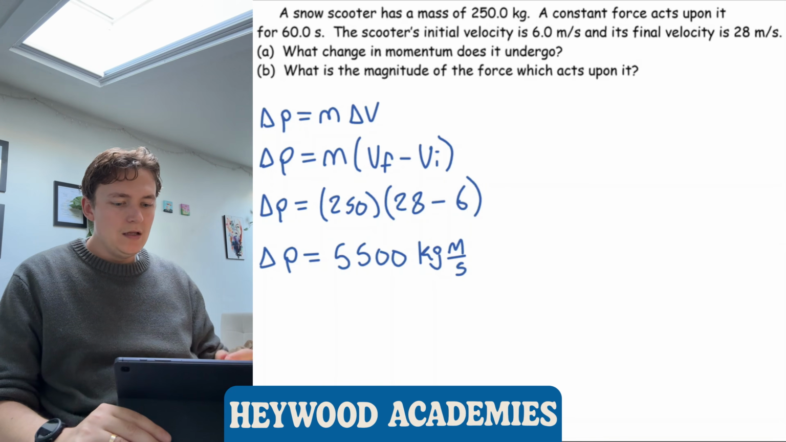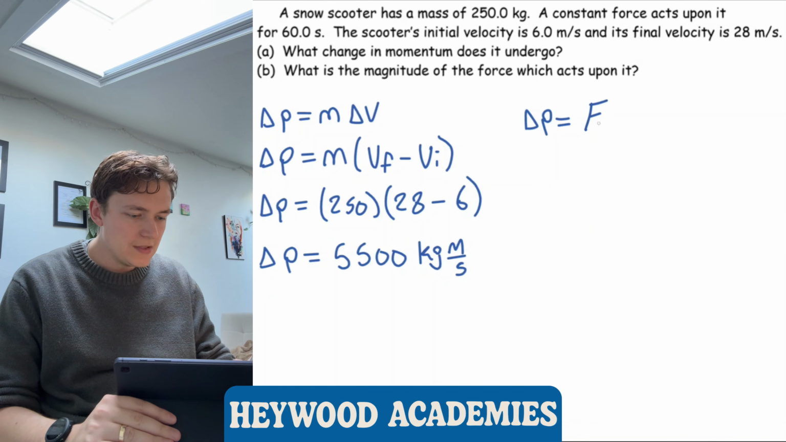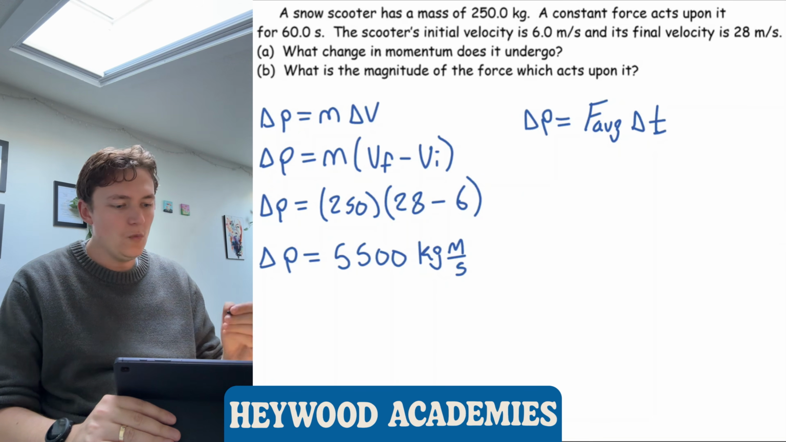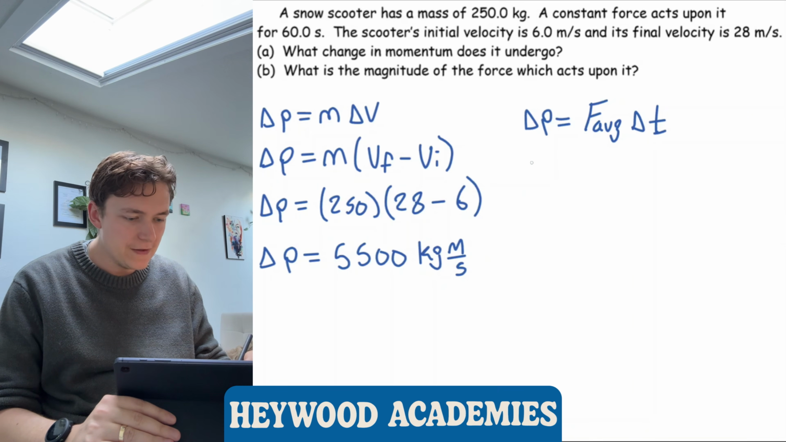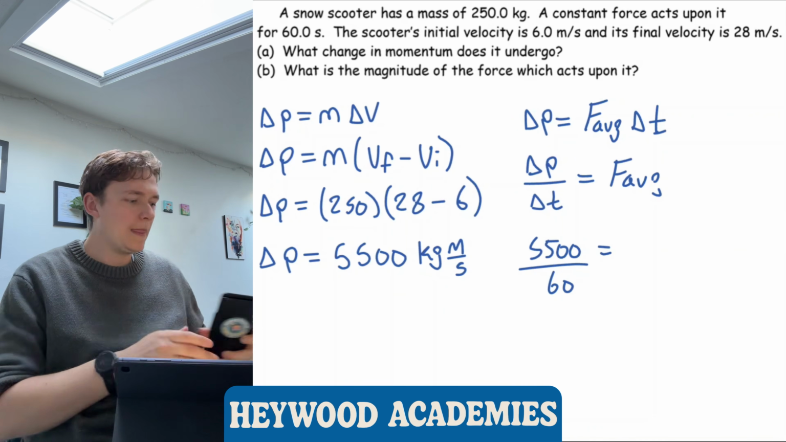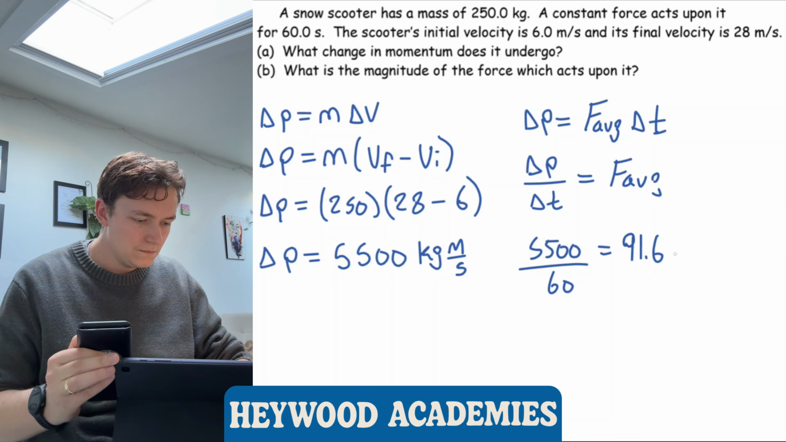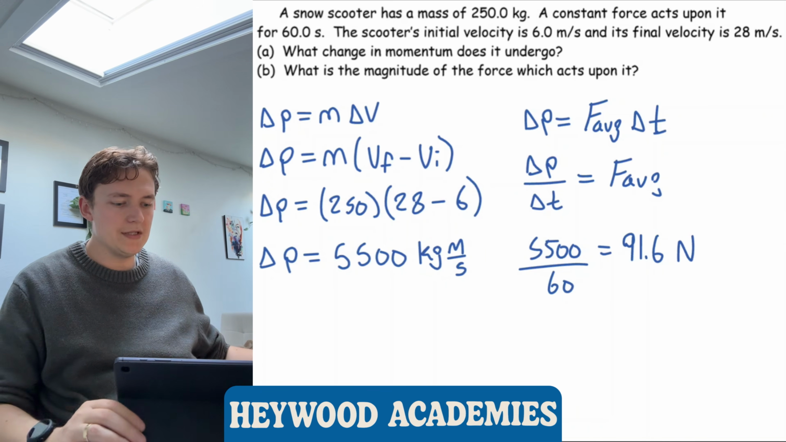What is the magnitude of the force which acts upon it? So now this is where we got to go back to that other equation. Change in momentum is force times change in time. We know the change in momentum, we just calculated that. We want the force, so we have to divide by the time that they gave us, which was 60 seconds. So we can rearrange that equation for the force and then plug in our numbers. We plug in those numbers, we get 91.6 newtons.